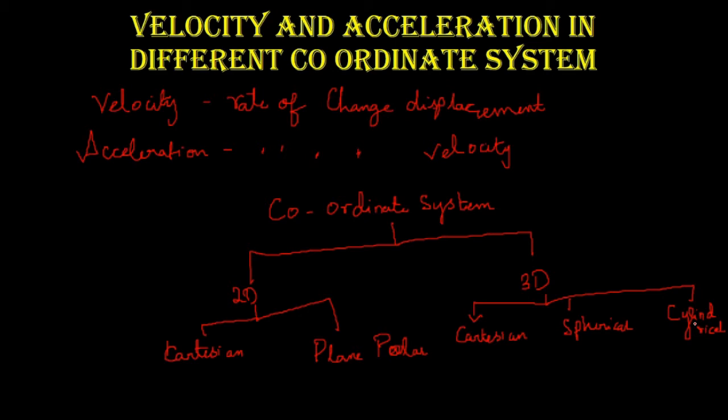We'll be looking into the details of each coordinate system. Right now in this class, we will be looking into the Cartesian system and plane polar, that is, the 2D coordinate systems, and how we write the velocity and acceleration in the respective coordinate system. So let's get into the first, which is the two-dimensional Cartesian system.